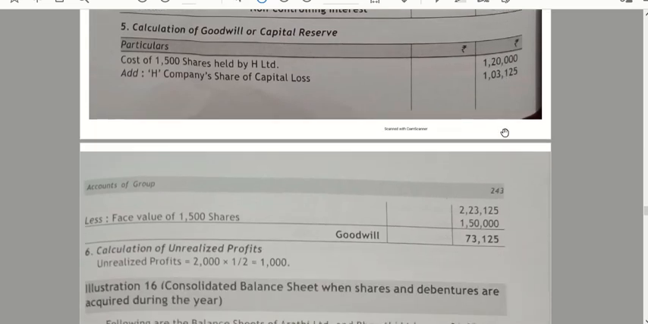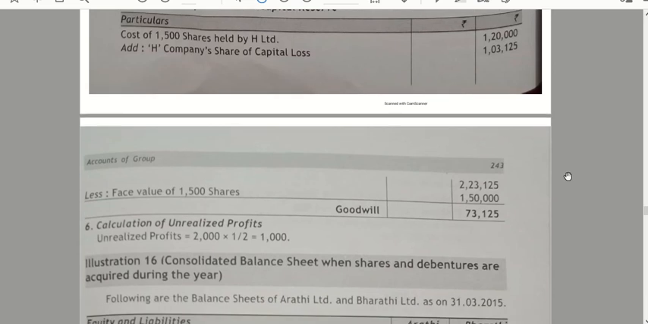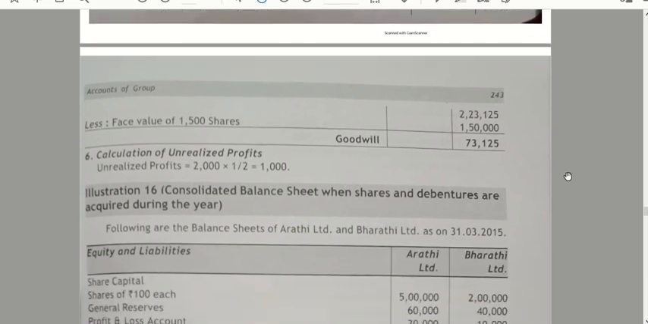Calculation of goodwill or capital reserve. Cost of 1,500 shares held by H Limited is 1,20,000. Add H Limited's share of capital loss, 1,03,125, less the face value of 1,500 shares, which is 1,50,000. So 2,23,125 minus 1,50,000. Goodwill is 73,125.